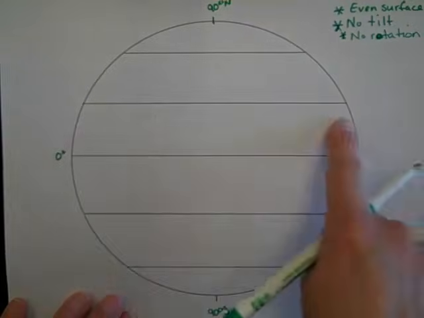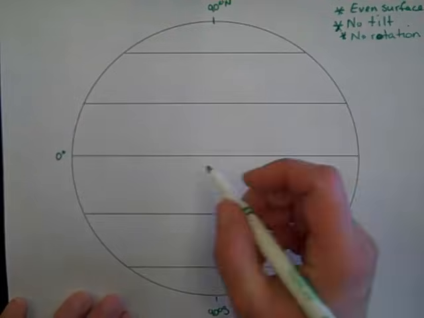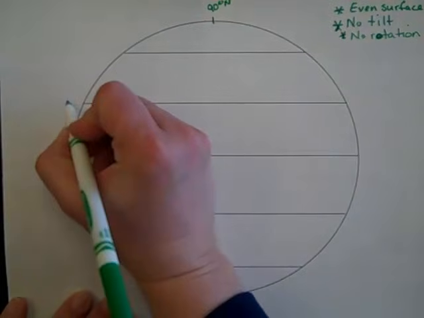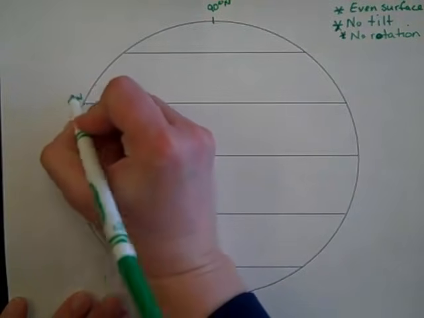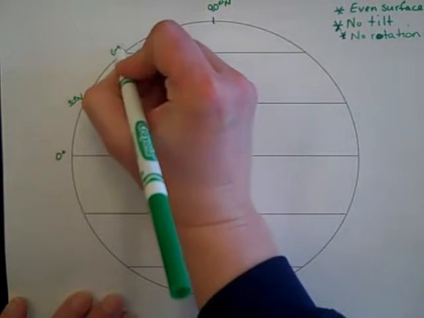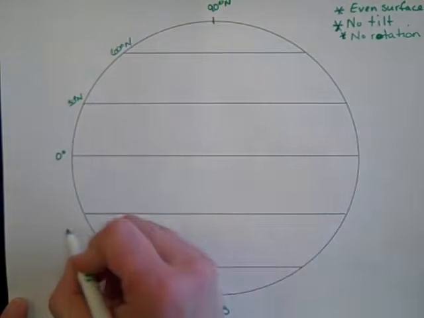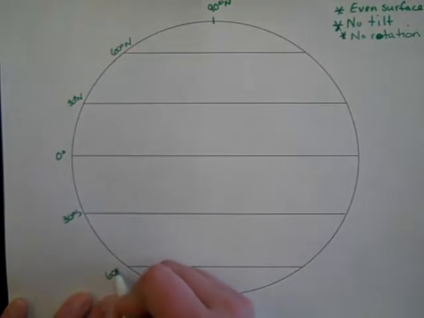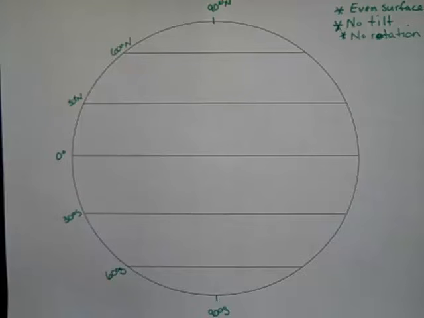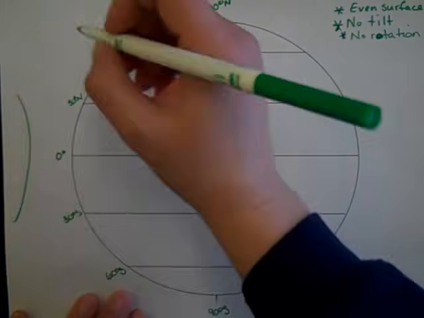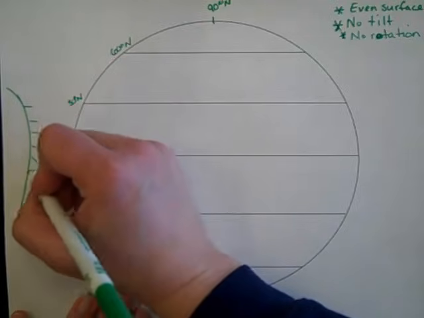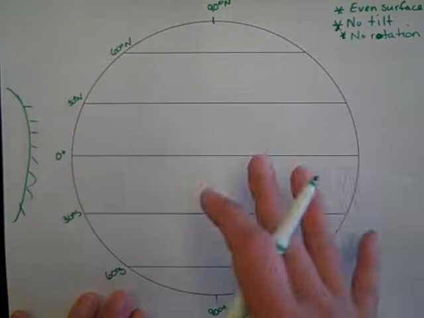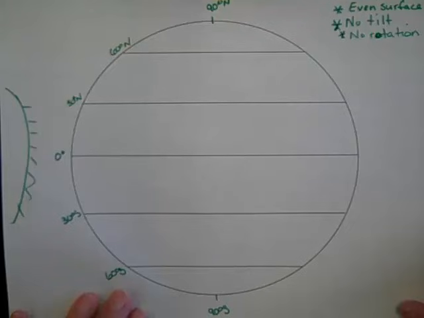And then we have them marked off in 30-degree latitude lines. So this is 30 degrees north. This is 60 degrees north. This is 30 degrees south. And this is 60 degrees south. All right, so those are just latitude lines. And we're just going to assume that over here we've got our sun sending energy to our globe.